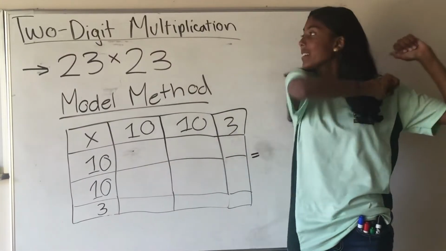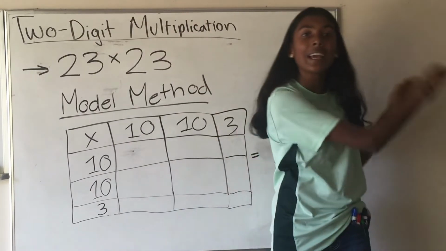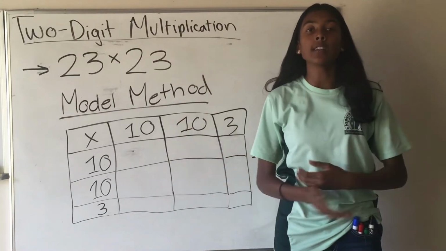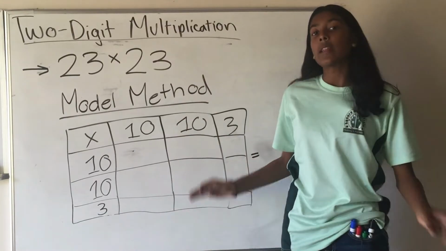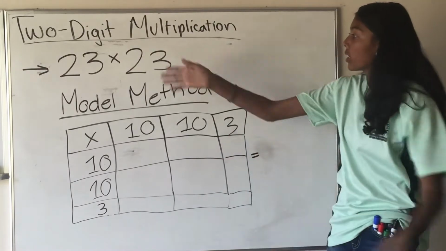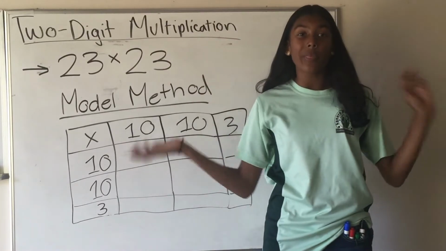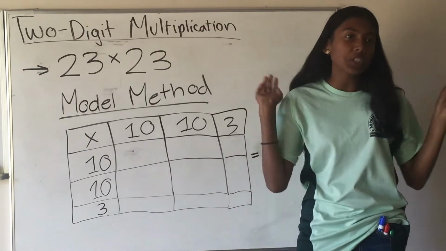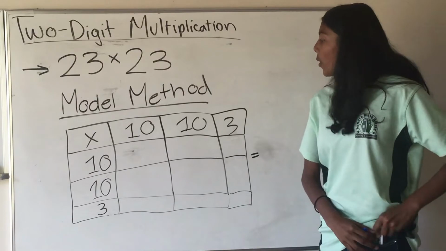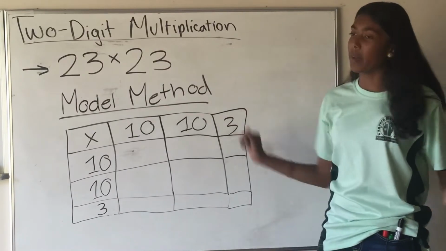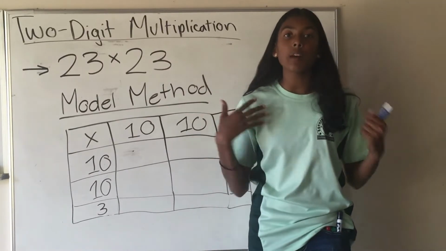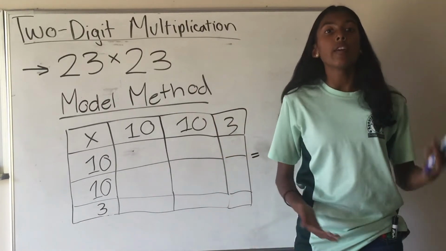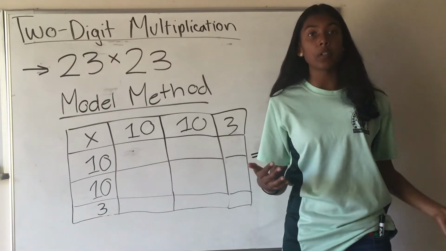Now let's move on to two-digit multiplication. In this, we're going to do one problem 3 different ways. Let's start with the problem 23 times 23, and we're going to start off with the model method. I don't know why they named it that, but we'll just go with it. In the model method, you split up both numbers into the easiest possible things, and then you multiply those individual numbers by each other.